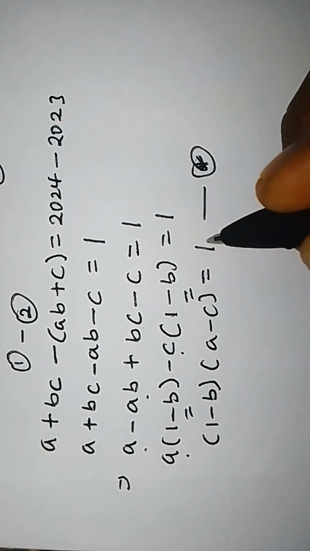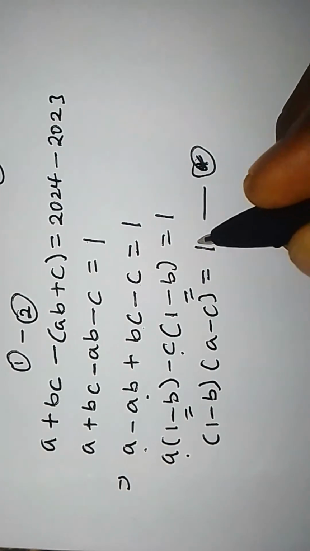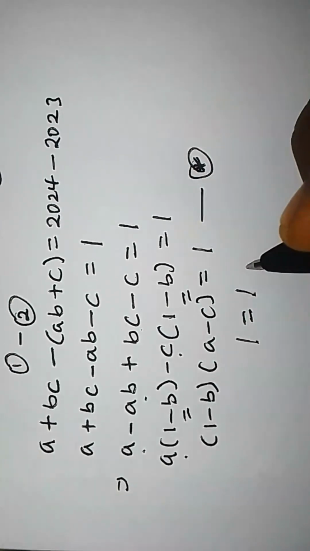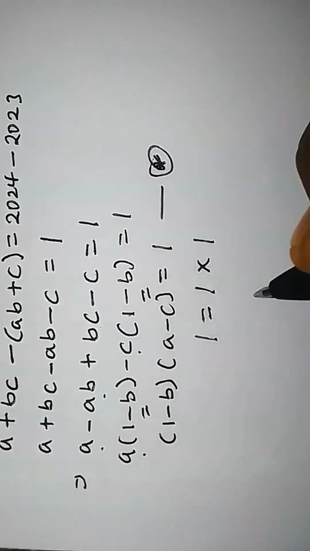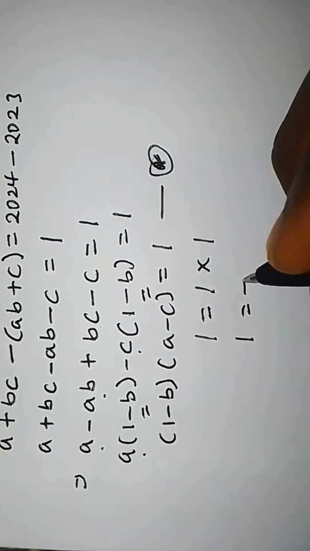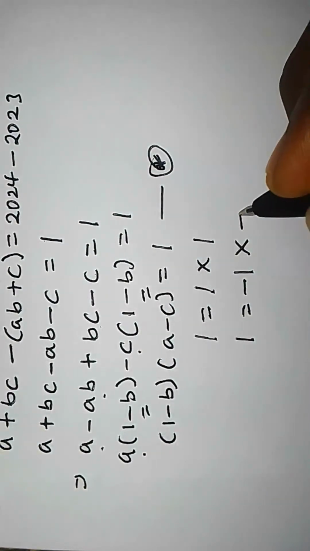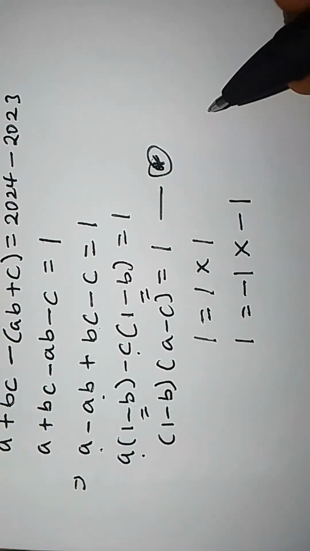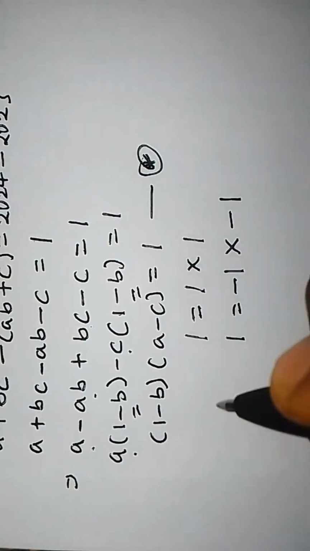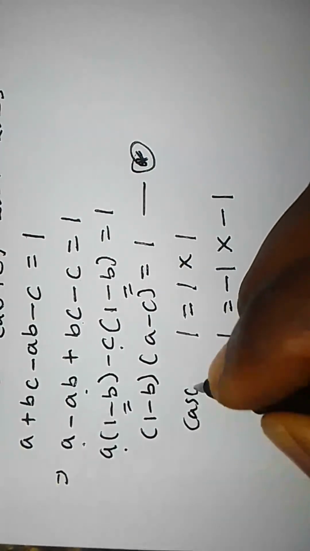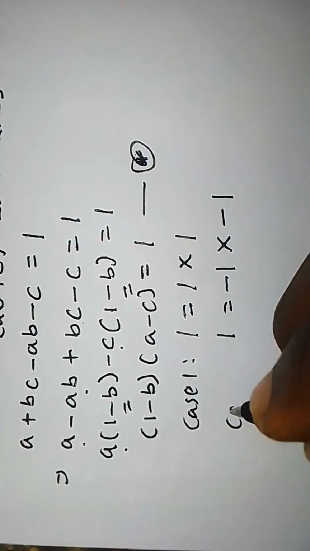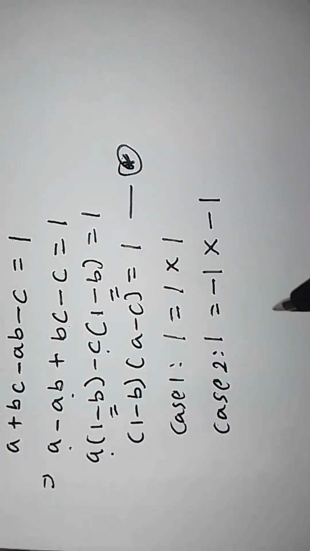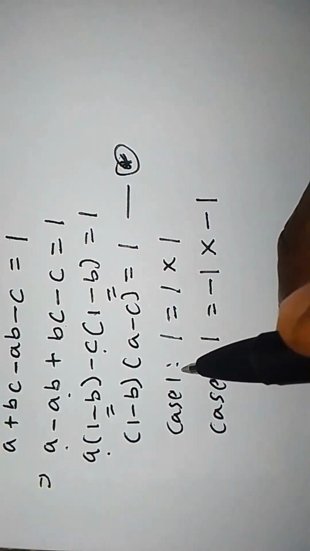Now, let's focus our attention on 1. 1 could be written as 1 times 1. We can also write 1 as minus 1 times minus 1, since we are dealing with the set of integers, A, B, C belongs to the set of integers. Let's call this case 1 and this case 2. What we do now is that we are going to consider each of these cases.